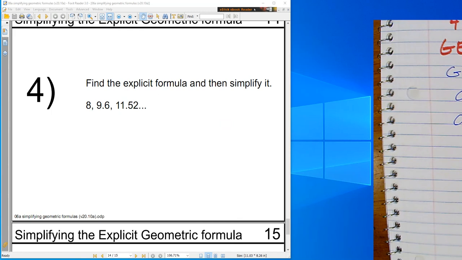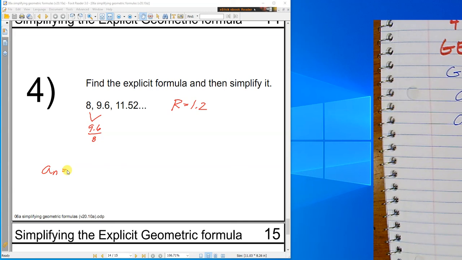Oh, what's going on with this one? Well, we've got to find that ratio. So let's find the ratio first. 9.6 over 8. I'm going to use a calculator for that. 9.6 divided by 8 is 1.2. So my ratio is 1.2.